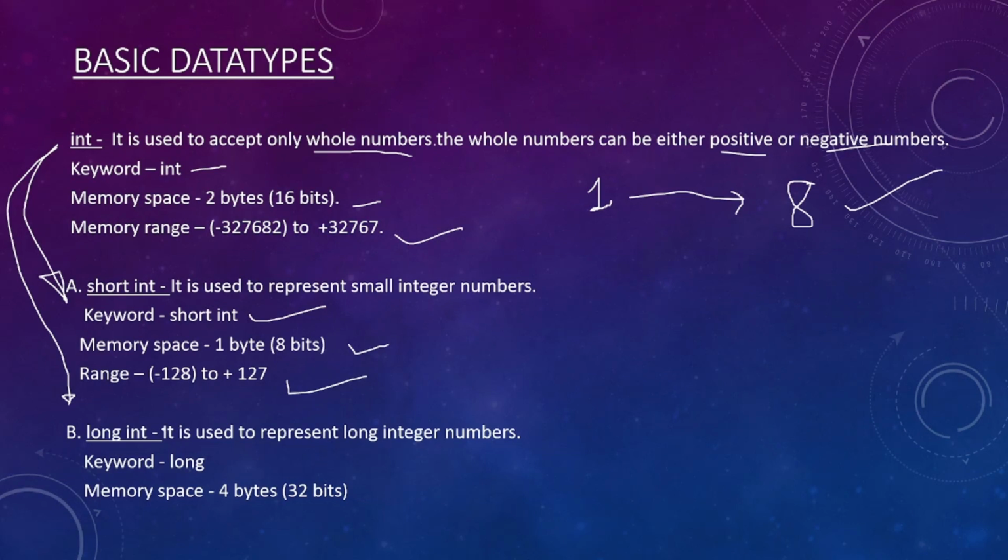Next, coming to long int, it is used to represent long integer values. If you have very long integer numbers, then you can opt for long int. It will allocate 4 bytes and the keyword used is long. You just have to declare it like long a semicolon. You know the initialization. I'll tell you how to declare the variables. So long int is used to represent long integer numbers. The keyword is long and the memory space is 4 bytes.